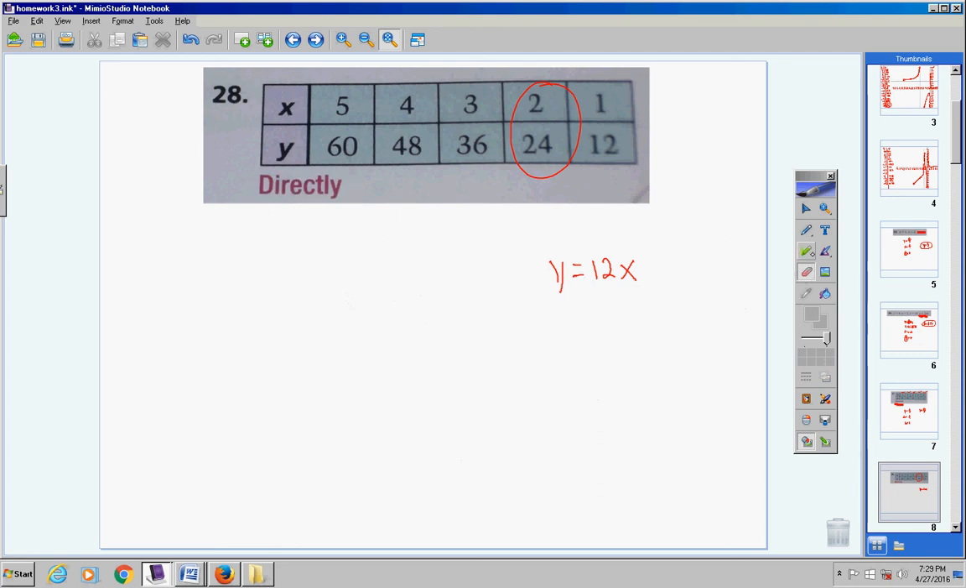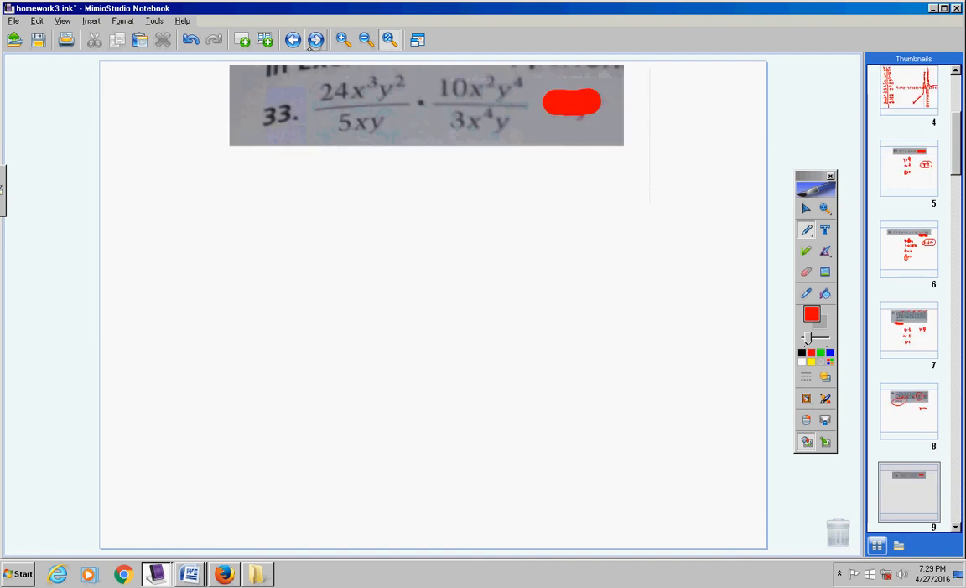And there we go. Now let's test this with every point up here. Let's see what happens, okay? Put a 5 in for x. 12 times 5 is 60. Put a 4 in for x. 12 times 4 is 48. Check. Put a 3 in for x. 12 times 3 is 36. Check. Put a 2 in for x. 12 times 2 is 24. Put a 1 in for x. 12 times 1 is 12. Check. So we have direct variation. Direct variation. Okay, moving on to numbers 33 through 40.